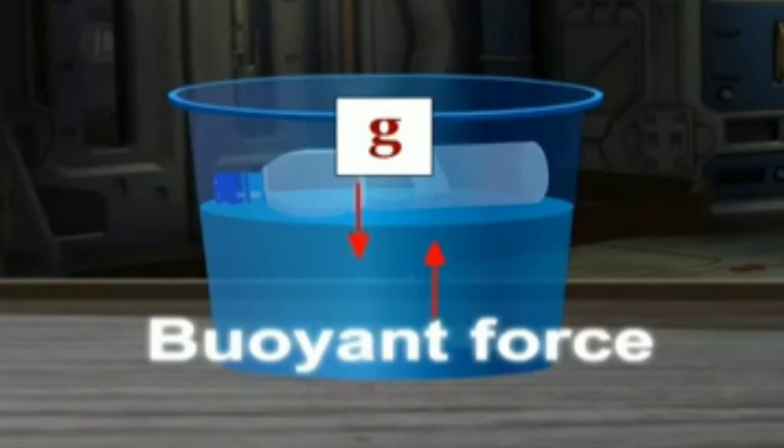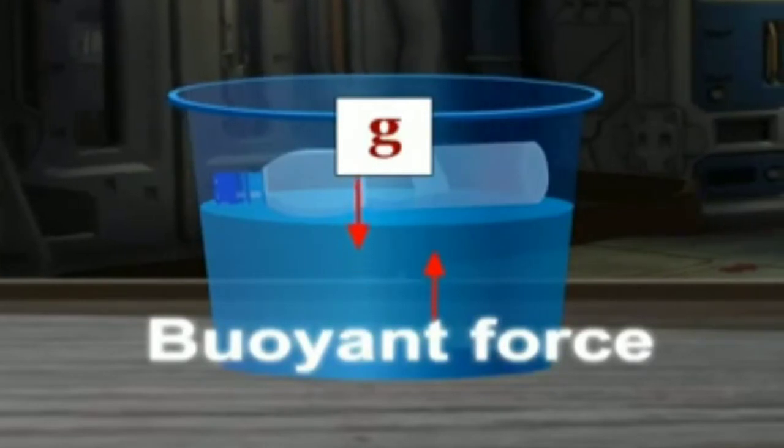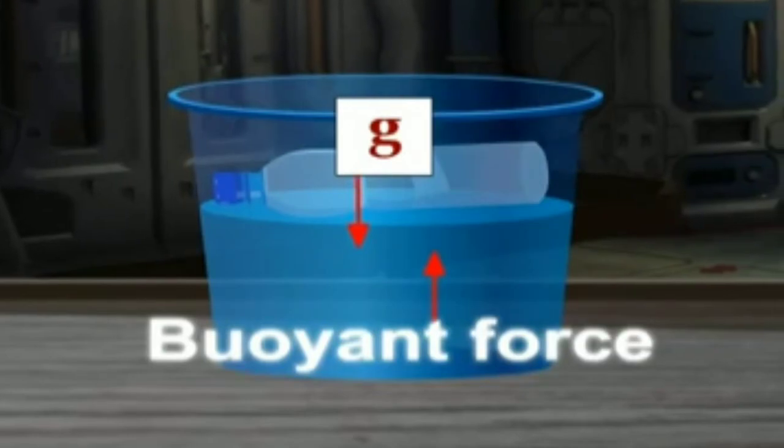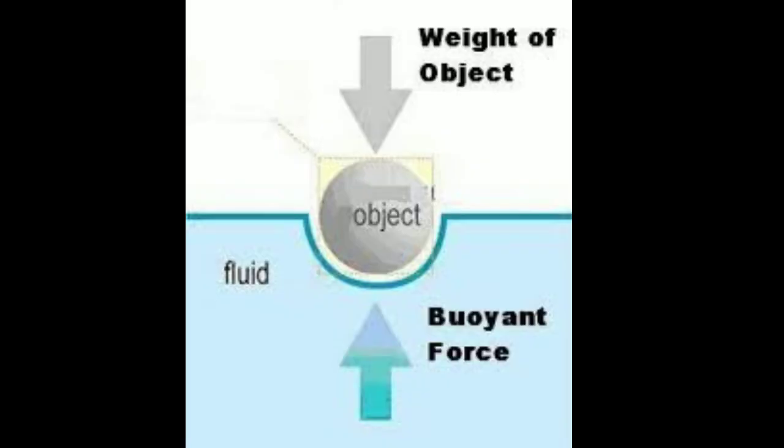When an object is immersed completely or partially in a fluid, the fluid exerts an upward force on the body or on the object. This force is known as buoyancy.